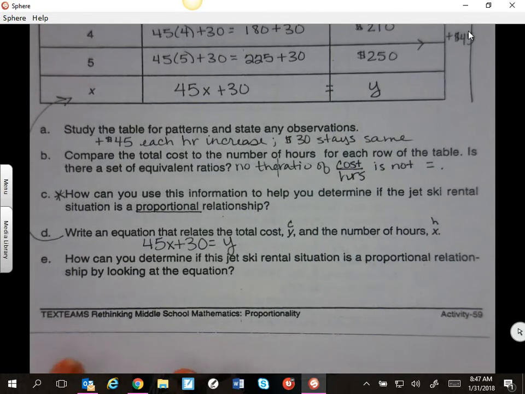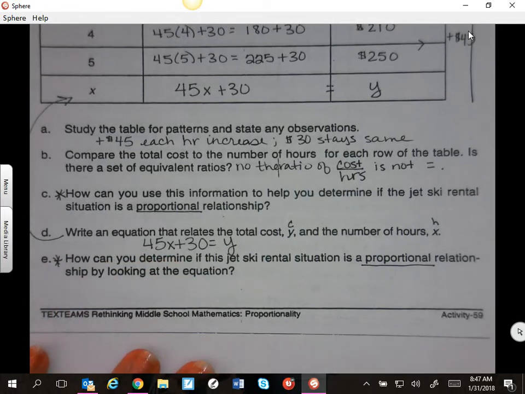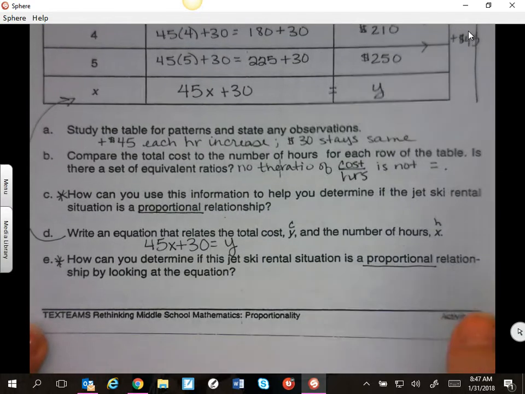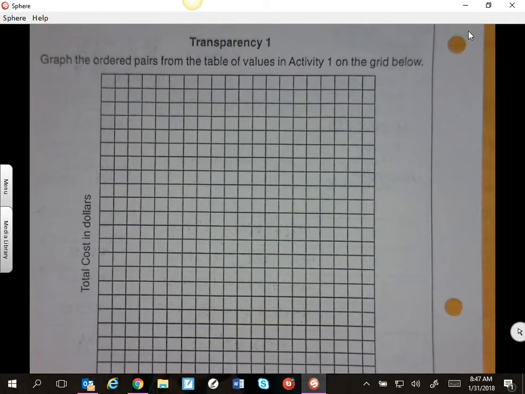How can you determine if this is a proportional relationship by looking at the equation? Again, we're going to start this because we're going to come back to that tomorrow. That's going to be in our Venn diagram that we look at tomorrow, that we draw in our journals. On the back, you have a graph. Graph the ordered pairs from the table on the grid below.